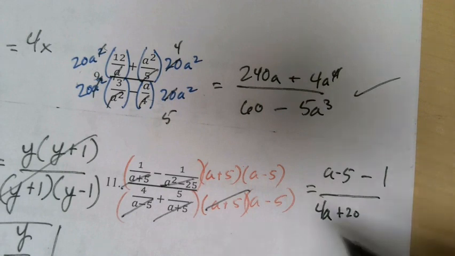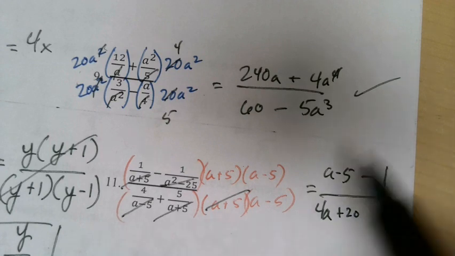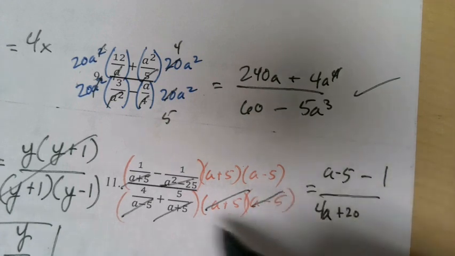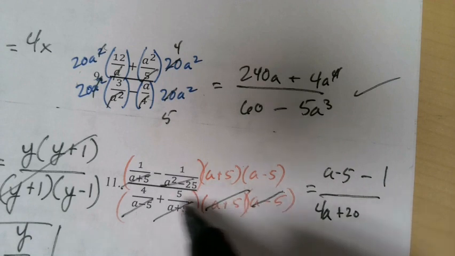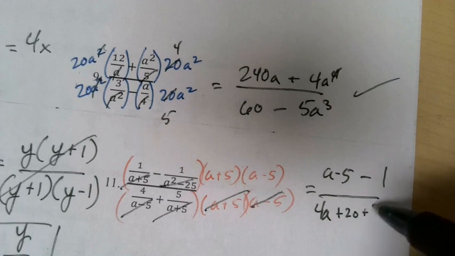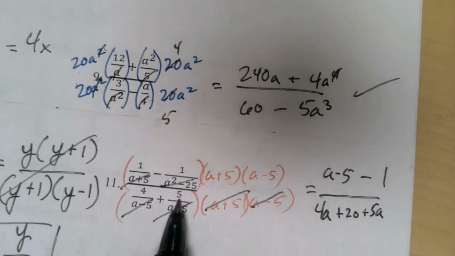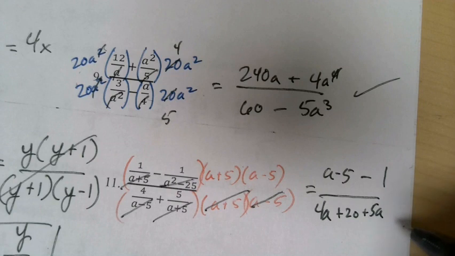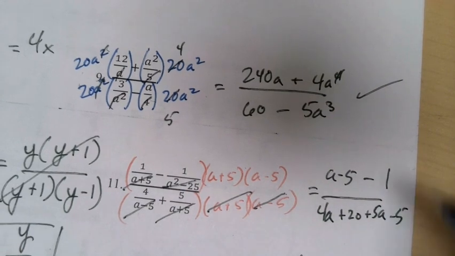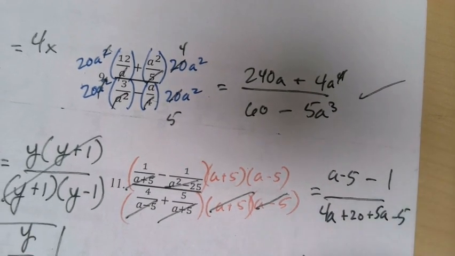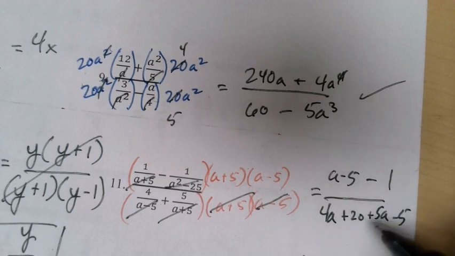And this, a plus 5, wipes out a plus 5. Wait a second. Here, I'm just looking. Here, I canceled the a minus 5. And I had this. Here, I canceled the a plus 5. And I'm left with the minus 5. So plus 5 times a. And plus 5 times a negative 5 is negative 5. Combining my like terms, I end up with a minus 6 on the top. And on the bottom, 4a plus 5a, that's 9a. And 20 minus 5, that's plus 15.